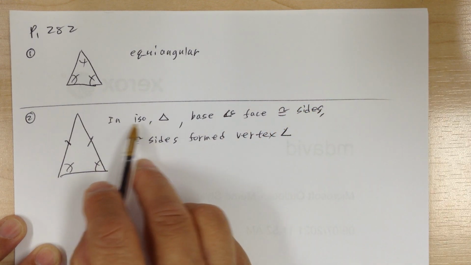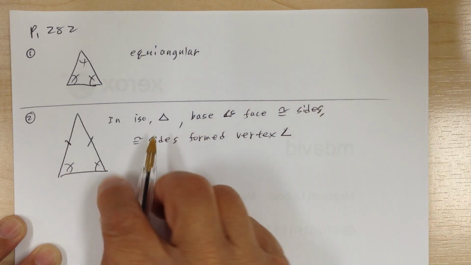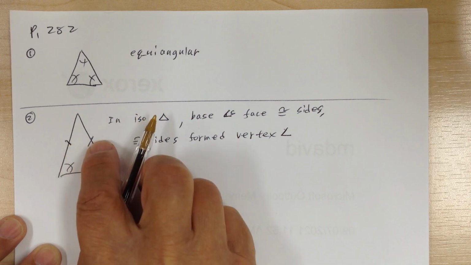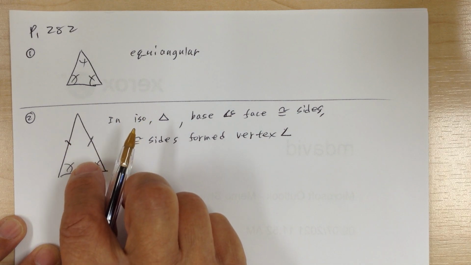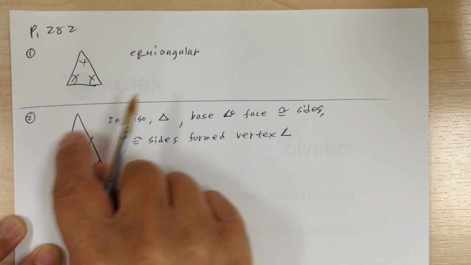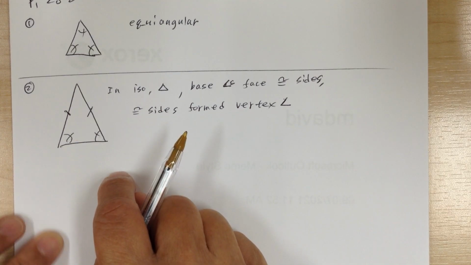Okay, so again, in isosceles triangles, the base angles face the congruent sides, while the congruent sides will form the vertex angle. That's kind of the difference between them. Okay.